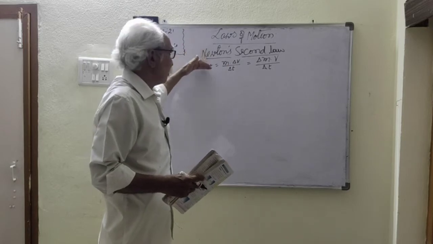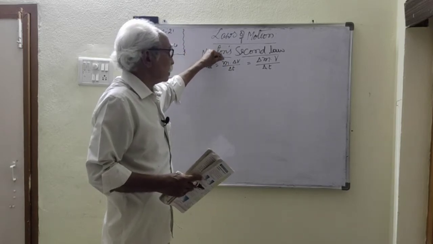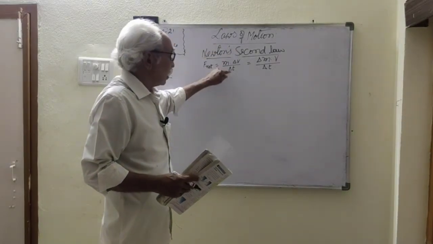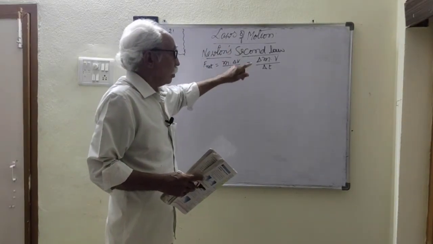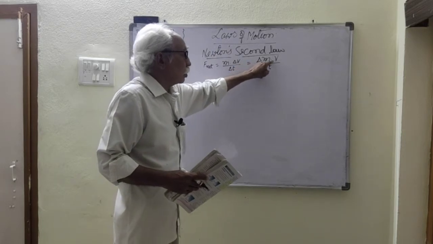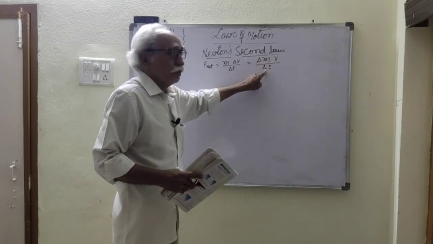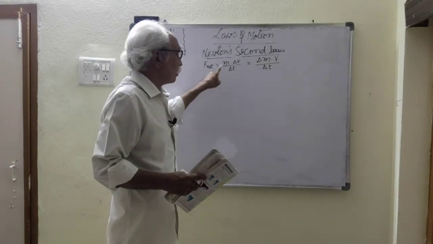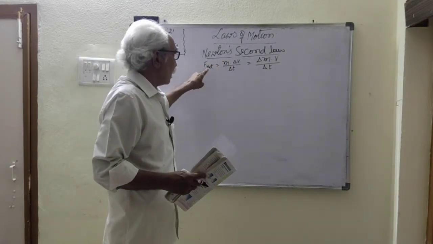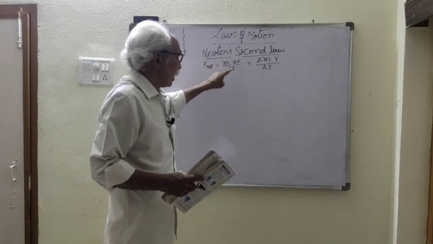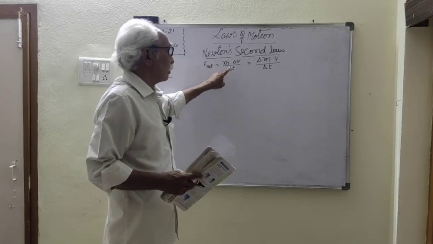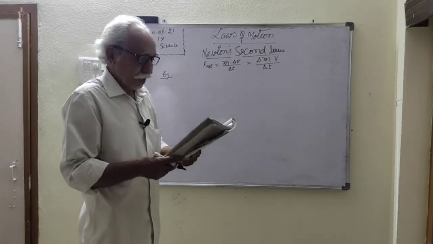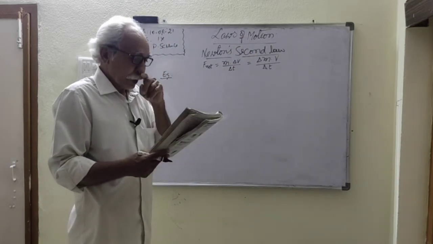So net force is equal to mass into change in velocity by change in time, or variable mass into constant velocity by time. By using this formula we can find the net force, or the time required, or the mass or velocity. Now here is one example. Let us see.